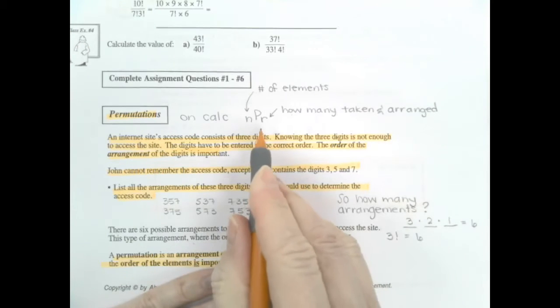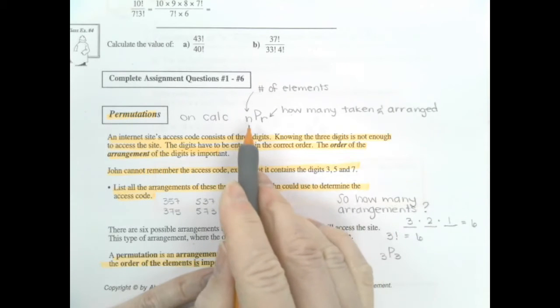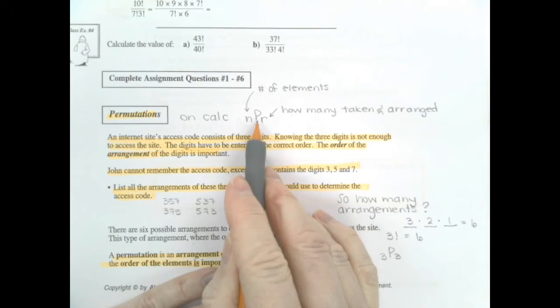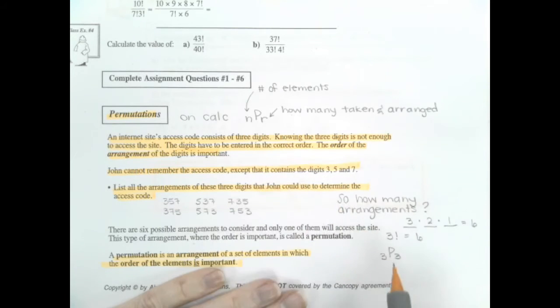with the permute button that we're going to do, I could have 3 permute 3. So in this formula, I've got n objects, and then permute, which means I will take and arrange, and then how many of them that will be taken and arranged. So I start with 3 numbers. I'm going to take and arrange all 3 of them, and that is also going to give me 6.